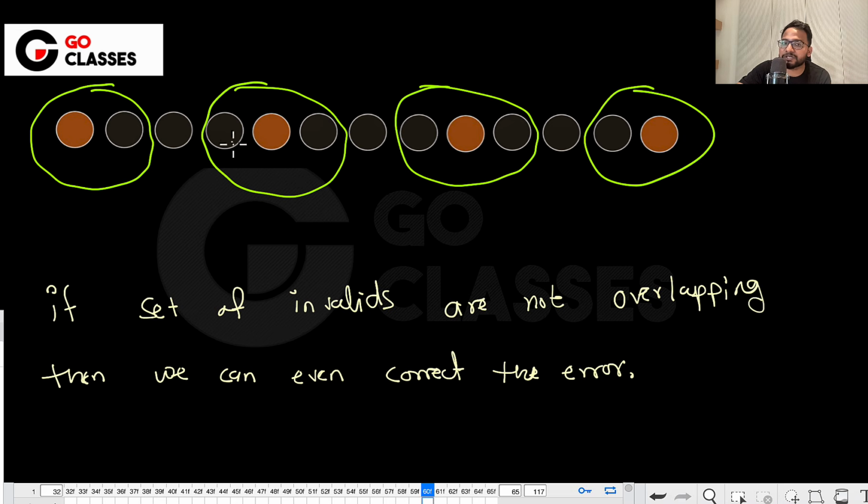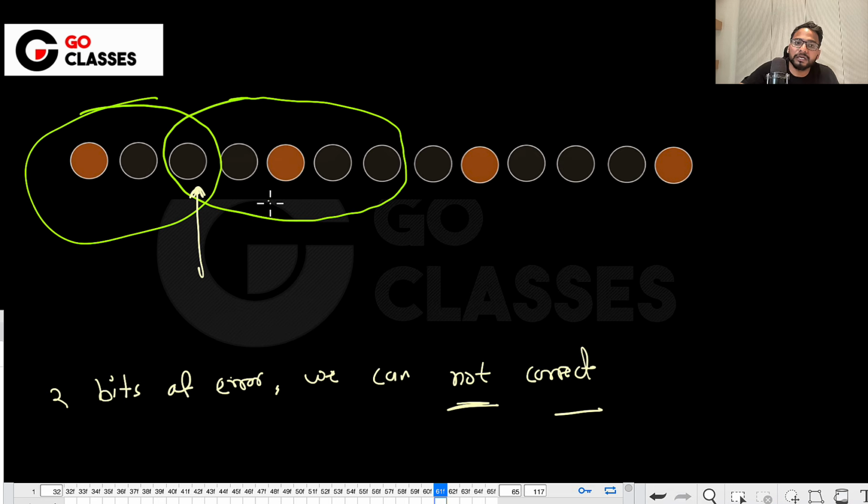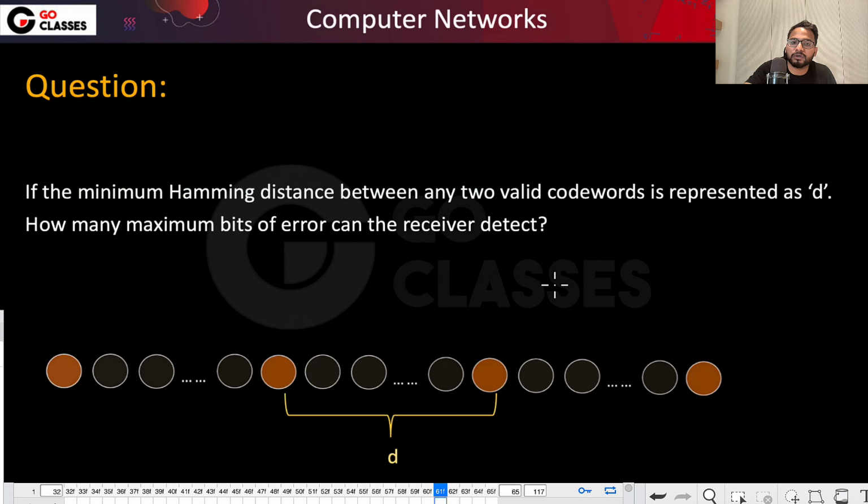if this is the invalid I'm receiving, I know what the corresponding valid is, right? But if two bits of error occur, then if this is invalid, I do not know whether it has come from this or from this. Okay, I do not know, right? So that's why I cannot correct it. That's the idea. Now you will understand more with more examples.